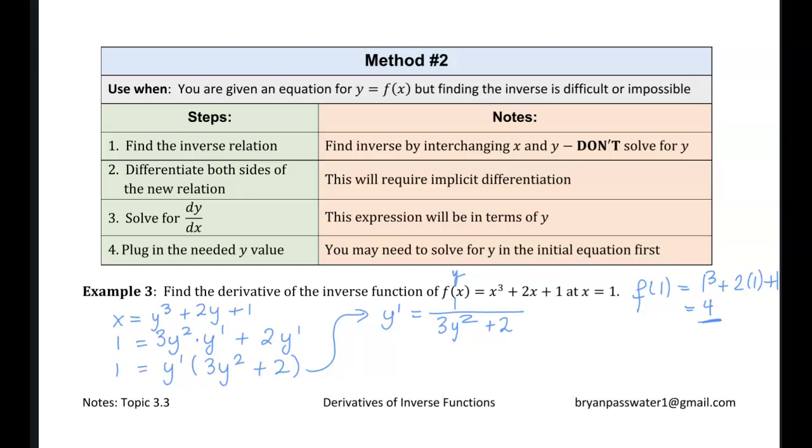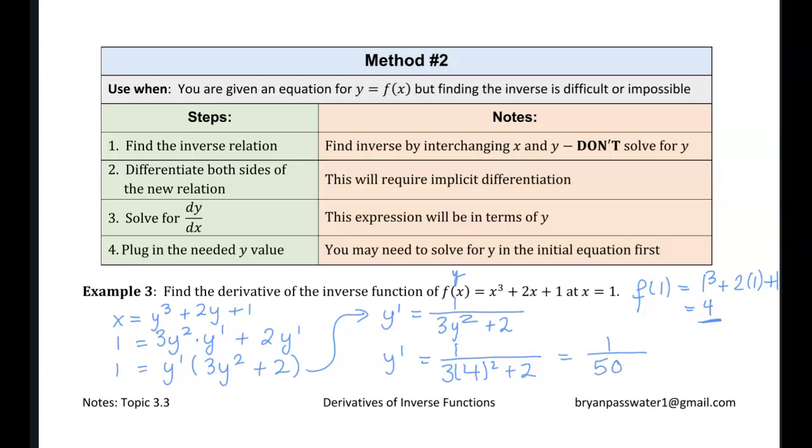So in this step, we are plugging in our value for y. So we have y prime is equal to 1 divided by 3 times 4 squared plus 2. 4 squared is 16. 3 times 16 is 48. 48 plus 2 is 50. So our answer is 1 over 50.